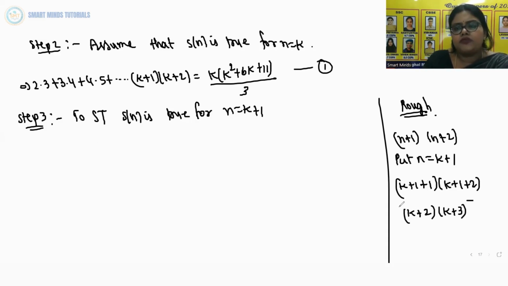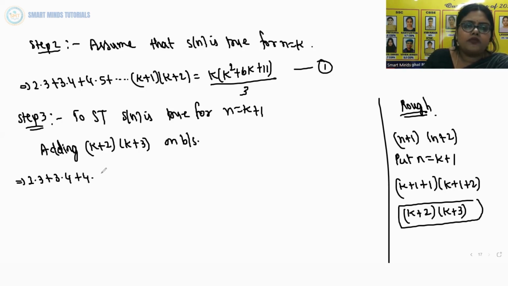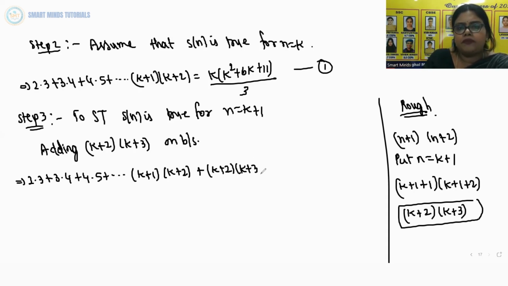So this is the term which we have to add on both sides. So adding (k+2)(k+3) on both sides, we get 2 into 3 plus 3 into 4 plus 4 into 5 plus so on up to k plus 1 into k plus 2 plus (k+2)(k+3) is equal to k(k² + 6k + 11)/3 plus (k+2)(k+3).